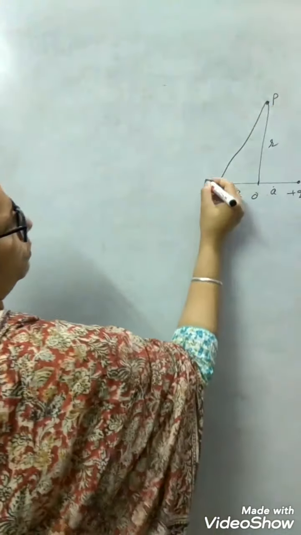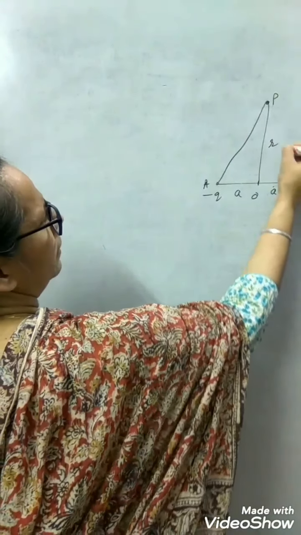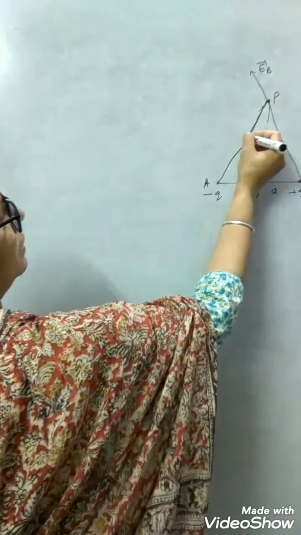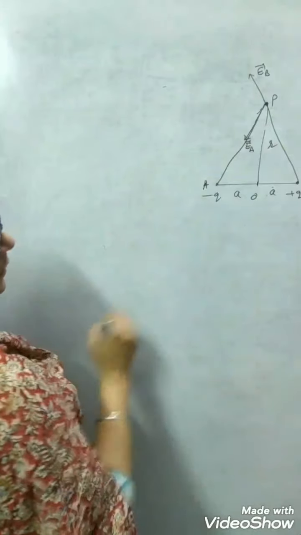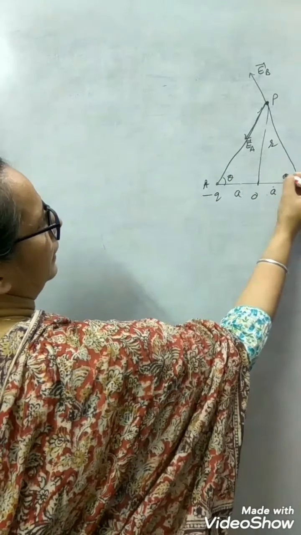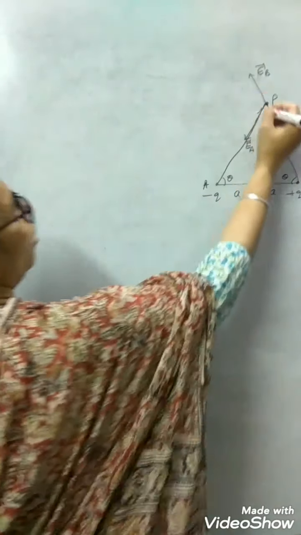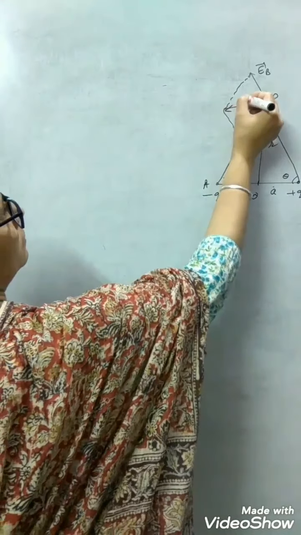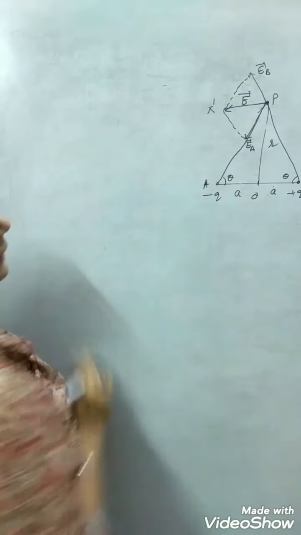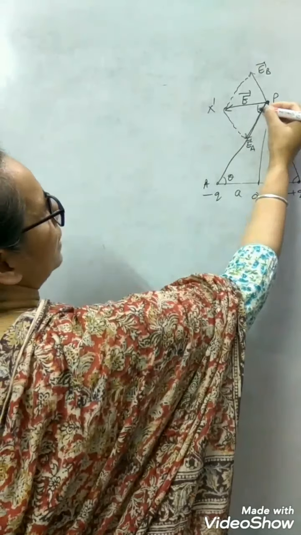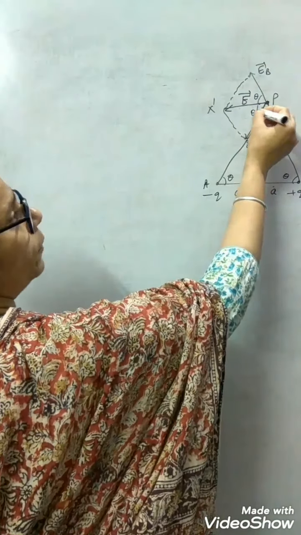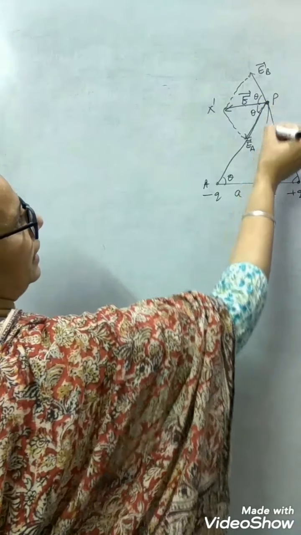The electric field due to point A and B: this is EB vector and this is EA vector, each at angle theta. If they represent the sides of a parallelogram, this is the net electric field, E vector. Now each of EA and EB has two components, EA cos theta and EA sin theta.